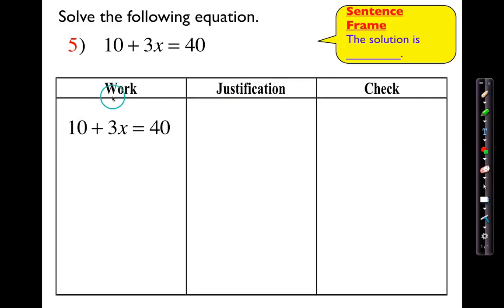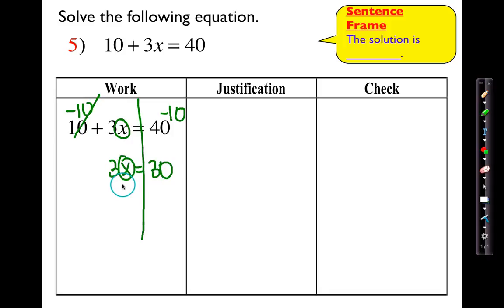Okay, so let's see how well we did. First, you identify the variable, so our focus is on the left. Is it easier to get rid of the 10 or the 3 times x? Constant first, so since this is a 10, we're going to subtract 10 from both sides, leaving me with a positive 3x equals 30. Our variable is still not isolated.